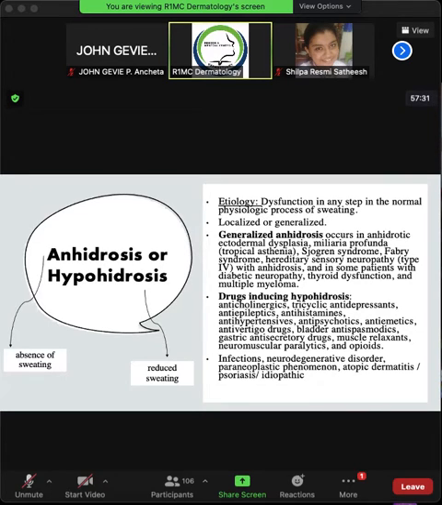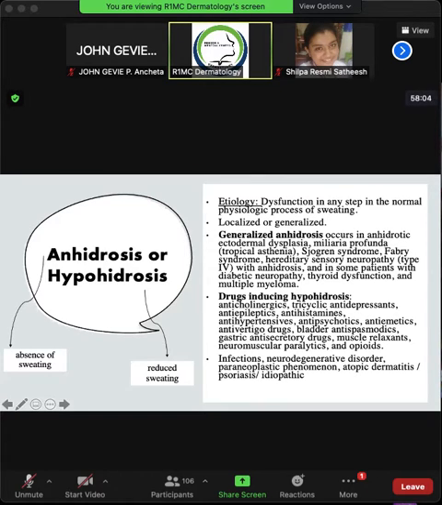So next is your anhydrosis. When we say anhydrosis, it is the absence of sweating, while your hypohidrosis is your reduced sweating. So this may be localized or generalized. As for your generalized anhydrosis, it mainly occurs in patients with ectodermal dysplasia, miliaria profunda, Sjogren's syndrome, Fabry, etc.